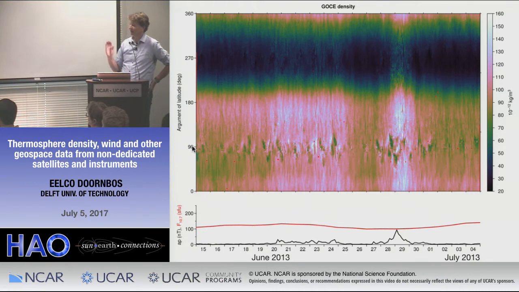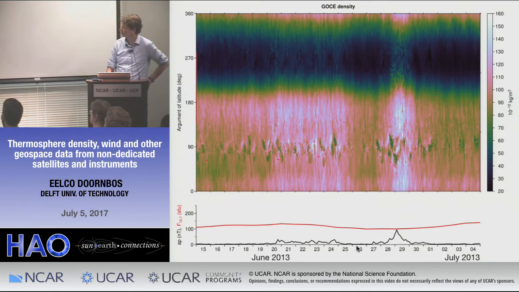At 90, we're crossing over the north polar area. At 180, we're going from north to south. So for GOCE, this translates to dawn, and 0 translates to dusk. So here we're at dusk equator, north pole, dawn equator, south pole, and then we're back, and we can stack all these together. So I took a period where there was some interesting geomagnetic activity.